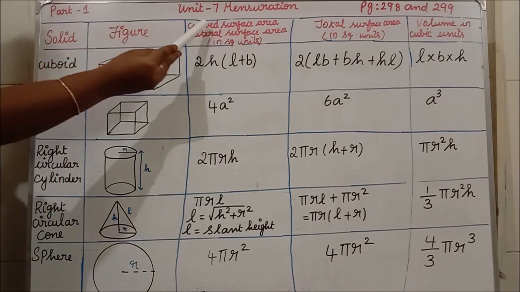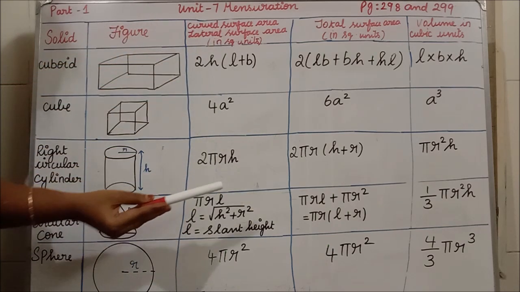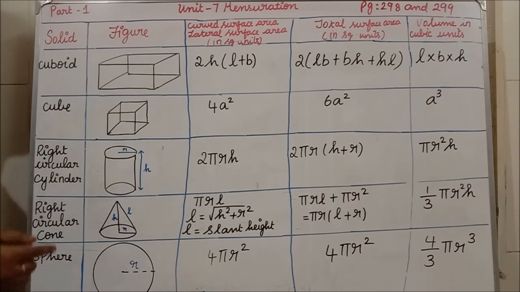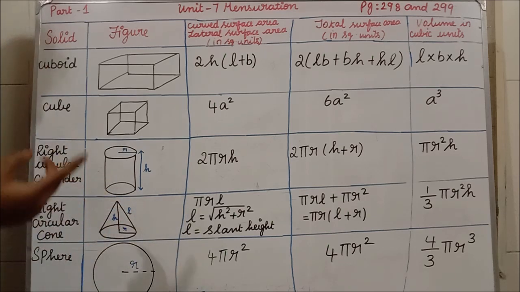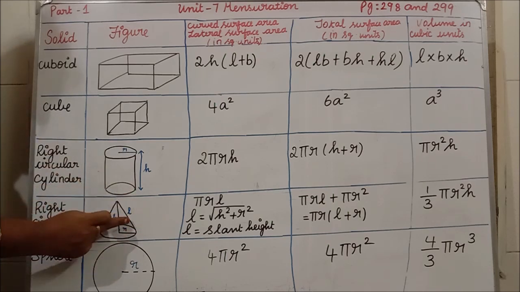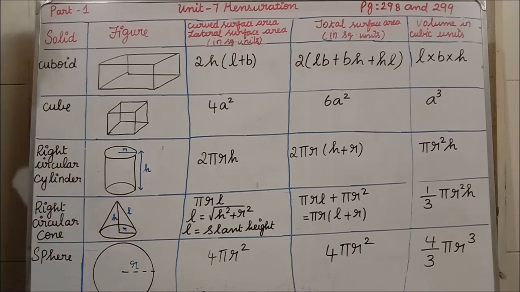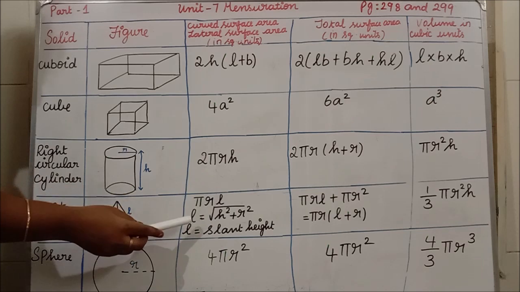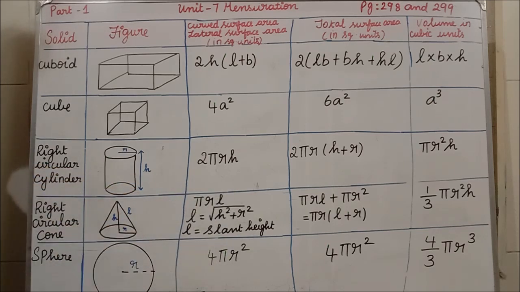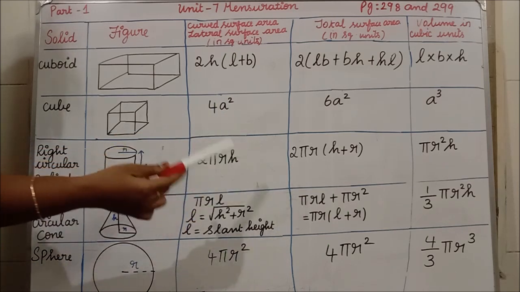Then cone. Curved surface area of the cone is pi r l. Okay, what is this L? L means slant height. Okay, for cone if you see we will be having two heights. Okay, this is one height and this is one height. So this height we are taking it as L, which is the slant height. Okay, for finding the slant height we are having the formula which is L is equal to square root of h square plus r square. We will say L is equal to what? Slant height. Here all of you, total surface area of the cone is pi r L plus pi r square.